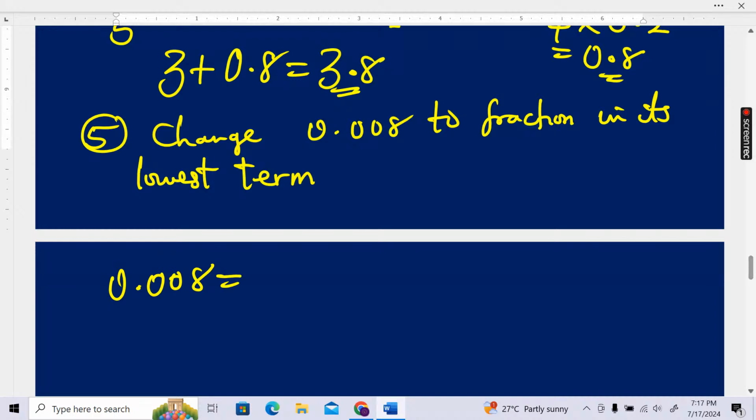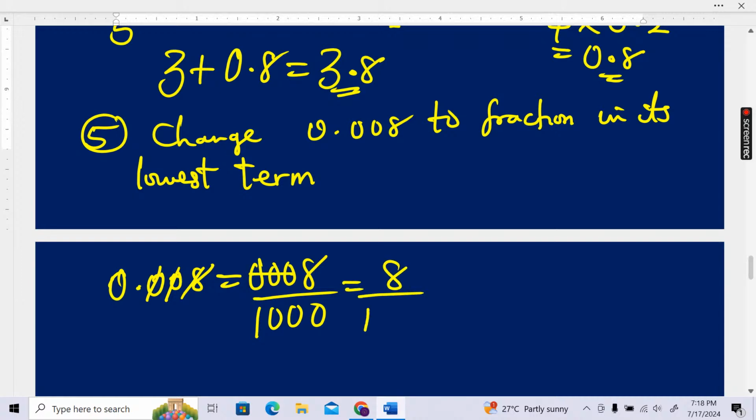0.008 to fraction. Now write this number as a whole number without the decimal point. That will be 008 over. After the decimal point, we have 3 digits, so that will be 1, 2, 3. So in essence, take out the zeros before 8. So that's equal to 8 over 1,000.